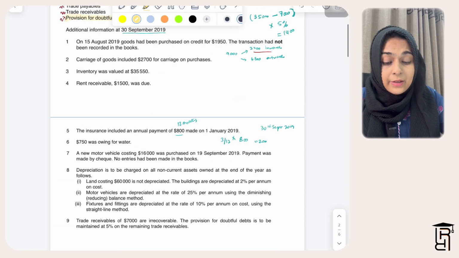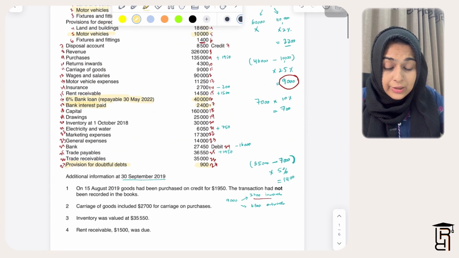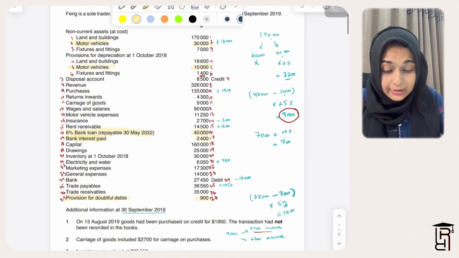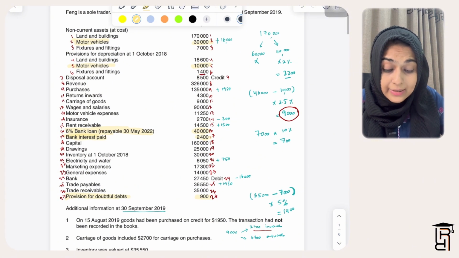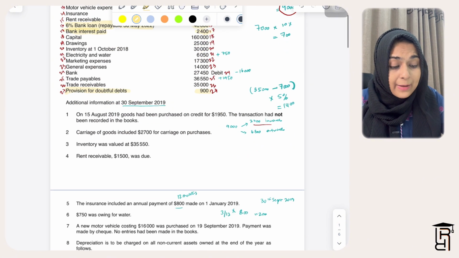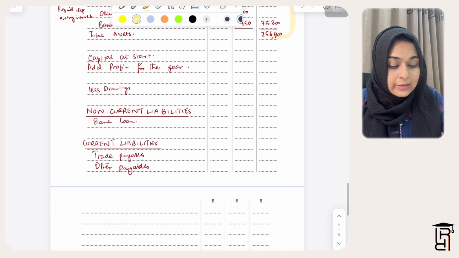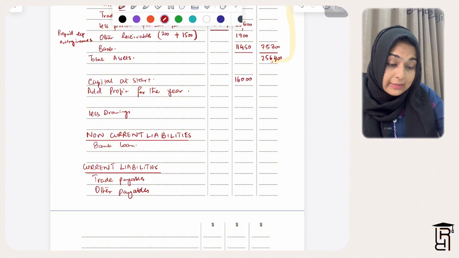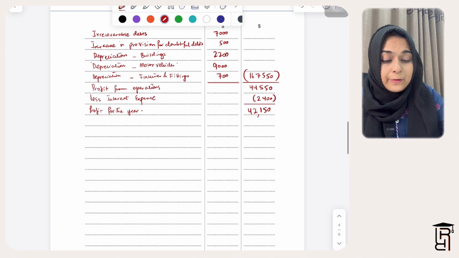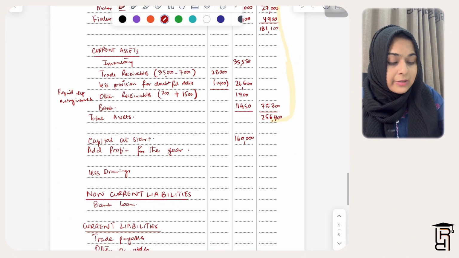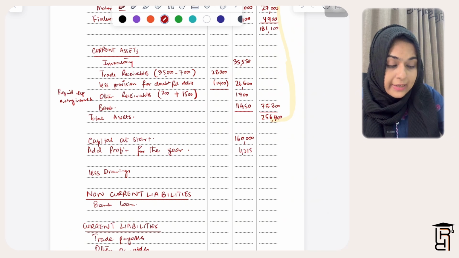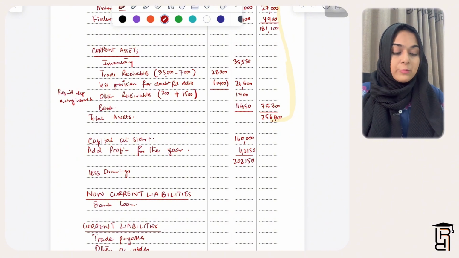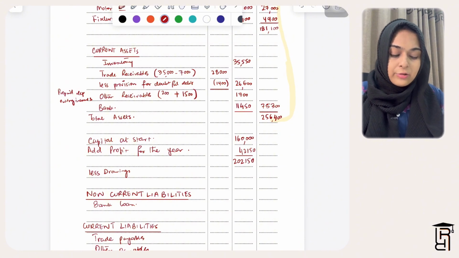So capital at the start of the year, I need to find it from my question here. So capital at the start of the year here is, in this question, capital at start is the 18th value here. Capital is 160,000. I'll simply write 160,000 in my statement of financial position. Then I will add profit for the year here. So profit for the year is 42,150. So I'll add here 42,150. Then I'll add these both. So this will add up to 202,150. Then we have drawings.